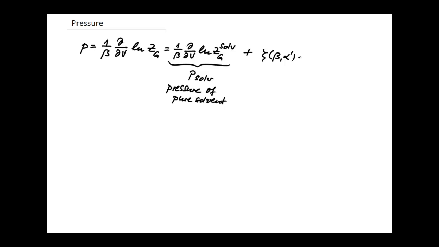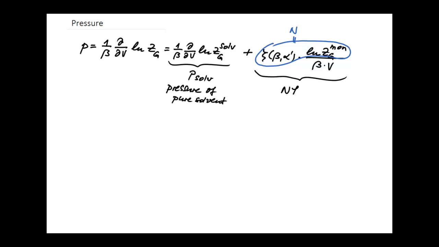Now this log of the partition function is proportional to volume. So as we have seen many times, taking the derivative with respect to volume is equivalent to dividing by volume. And then we still have the 1 over beta. But we learned on the previous page that zeta times the log of the partition function of the monatomic gas is equal to the number of particles of the solute. And therefore, we just have a contribution to the pressure, which is N over beta volume, or expressed in terms of temperature, it's N k T divided by volume. This is the pressure of the solute. And it's the same pressure that we have in a classical ideal gas.